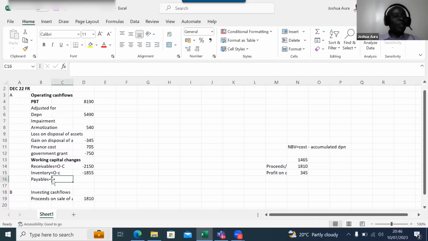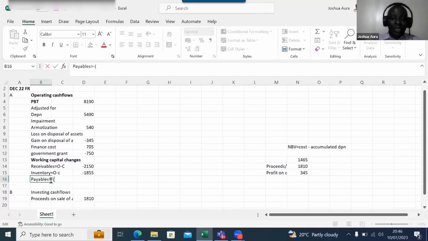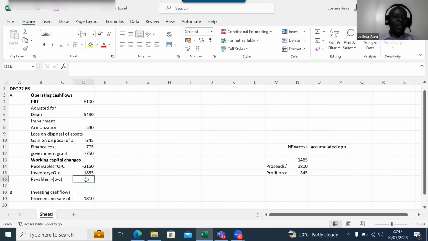Then I go to payables. Payables, ladies and gentlemen, is a liability. And if it's a liability, we shall always reverse the sign. I shall put a minus there, and then put a bracket: opening minus closing. If it's a liability, I'll always put something like that to negate, the opposite direction. So I'll come here and say equals, minus.